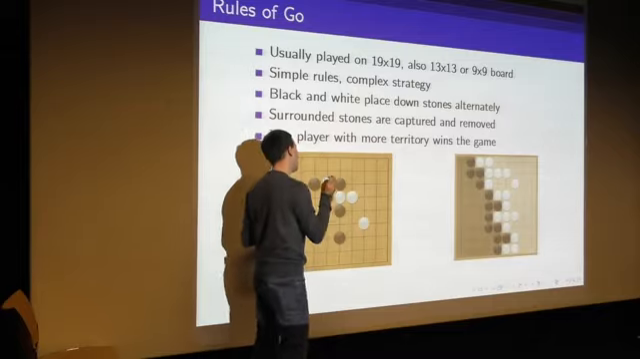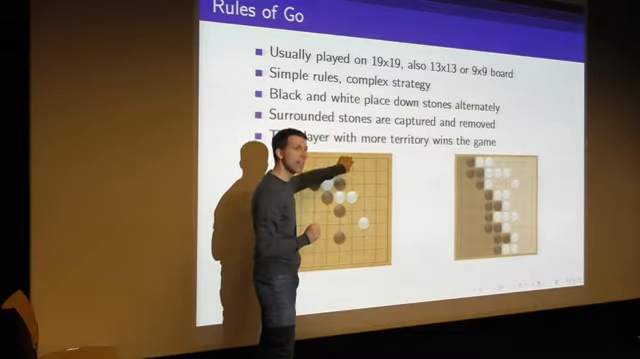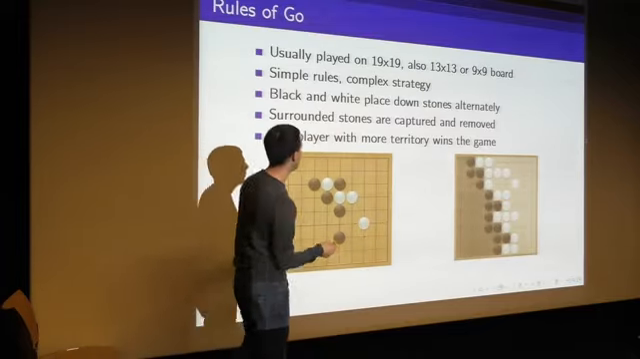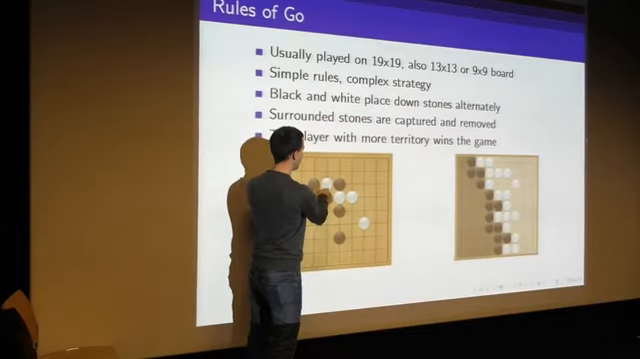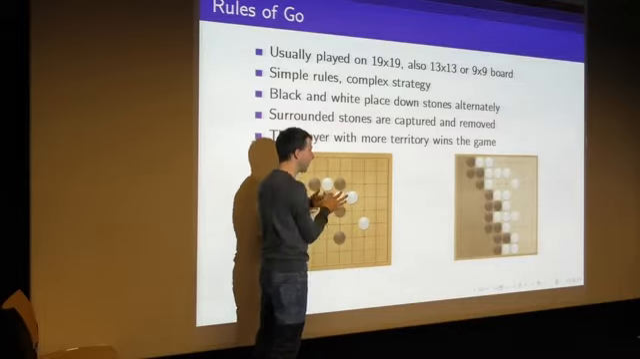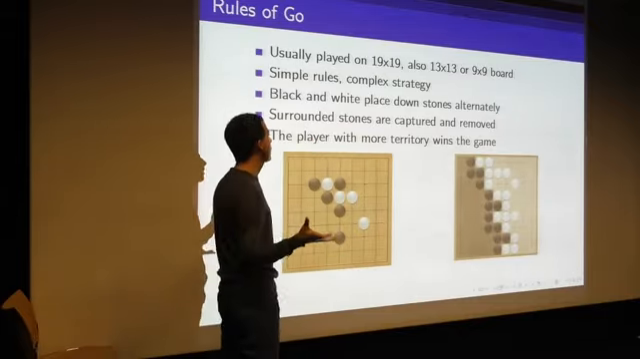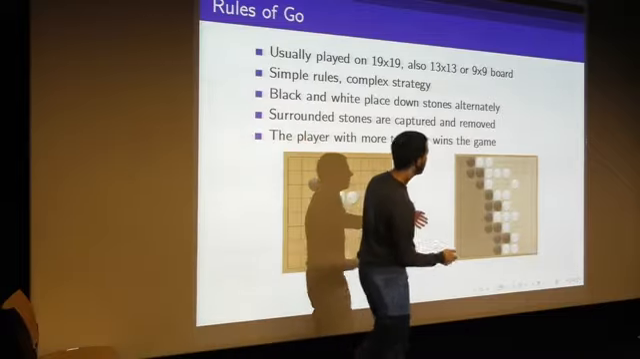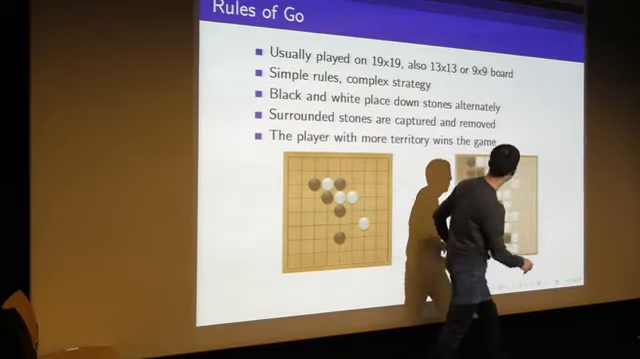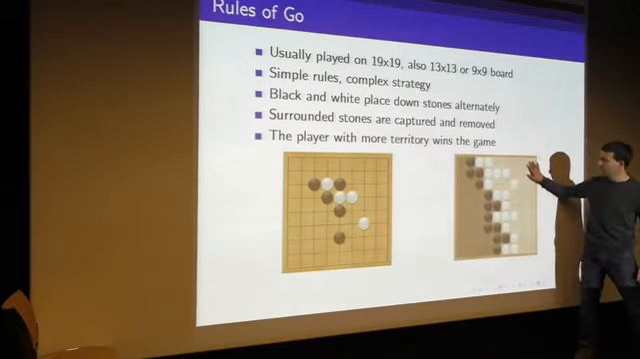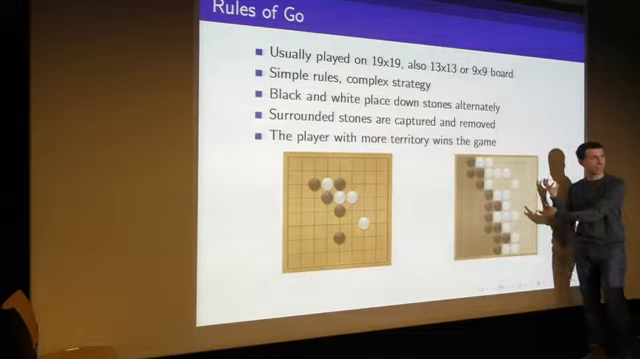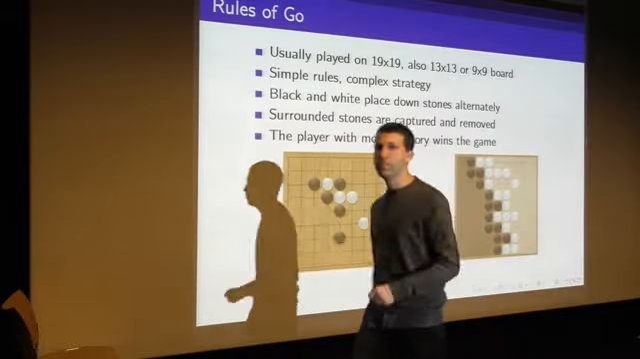And the idea is black and white take turns to place down a stone at some intersection. And there's basically two rules. The first rule is that if you completely surround a stone, then it gets captured and removed from the board. Or if you surround any contiguous block of stones, similarly they get captured and removed from the board. And at the end of the game, the player with more territory wins the game. So this is an end game position, and we see that black has surrounded this number of intersections, but white has surrounded more intersections over here, so in this position white would have won the game. And so the goal of the game is to place down your stones in a way that maximizes the amount of territory you get.